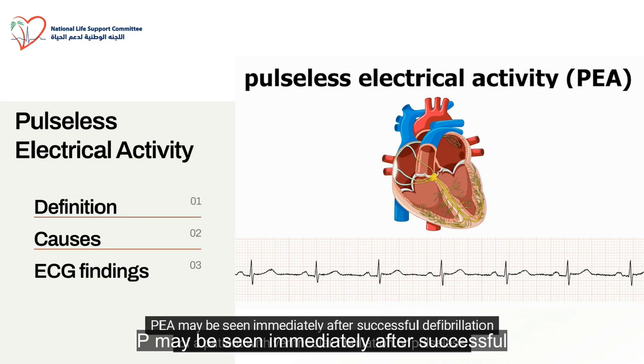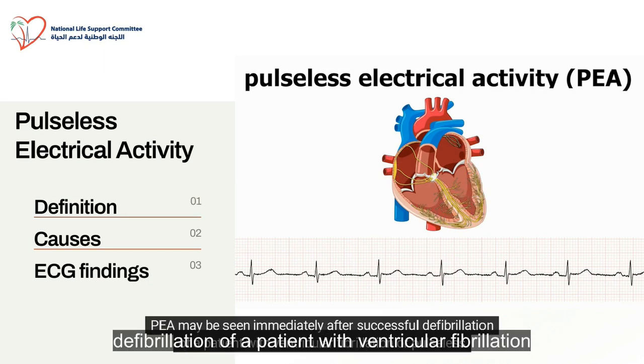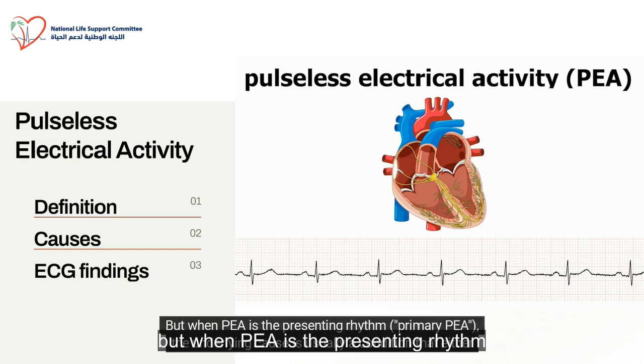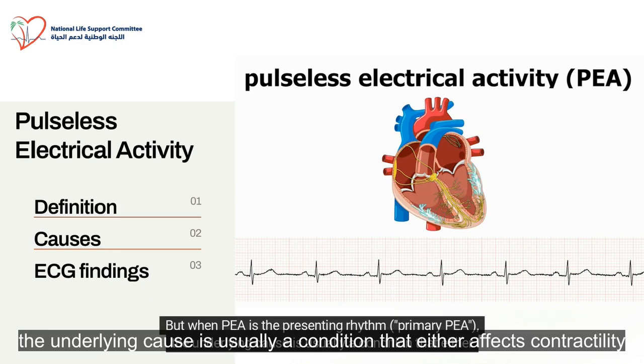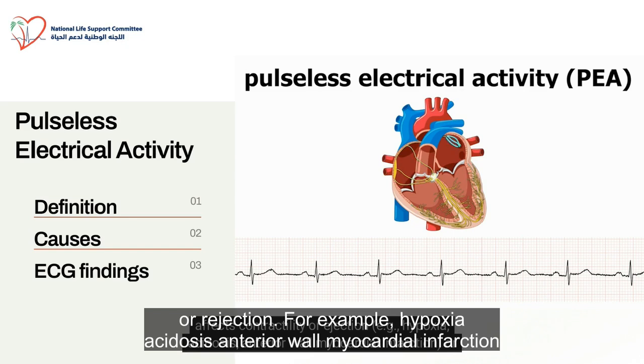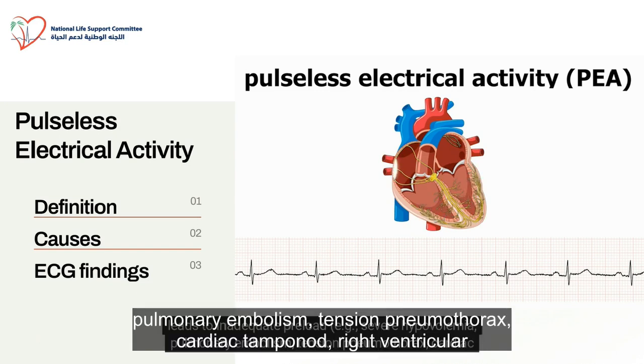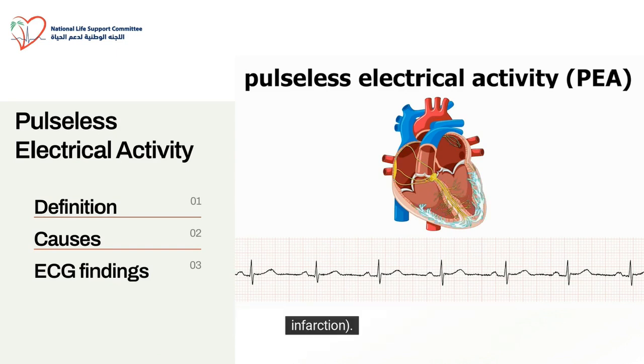PEA may be seen immediately after successful defibrillation of a patient with ventricular fibrillation or pulseless ventricular tachycardia. But when PEA is the presenting rhythm, primary PEA, the underlying cause is usually a condition that either affects contractility or ejection, for example, hypoxia, acidosis, anterior wall myocardial infarction, or leads to inadequate preload, for example, severe hypovolemia, pulmonary embolism, tension pneumothorax, cardiac tamponade, right ventricular infarction.